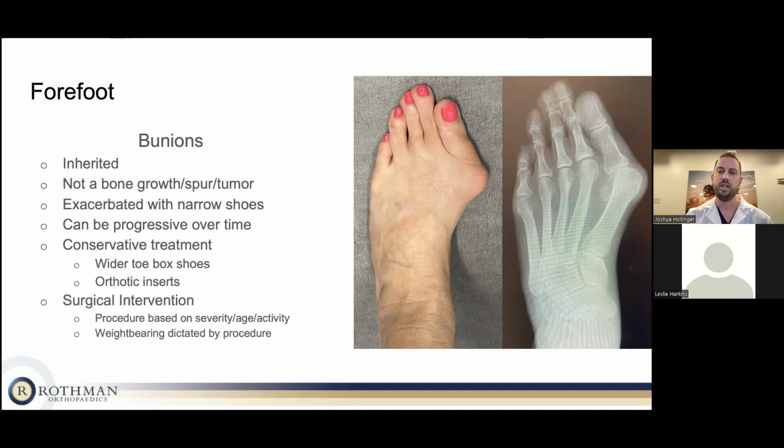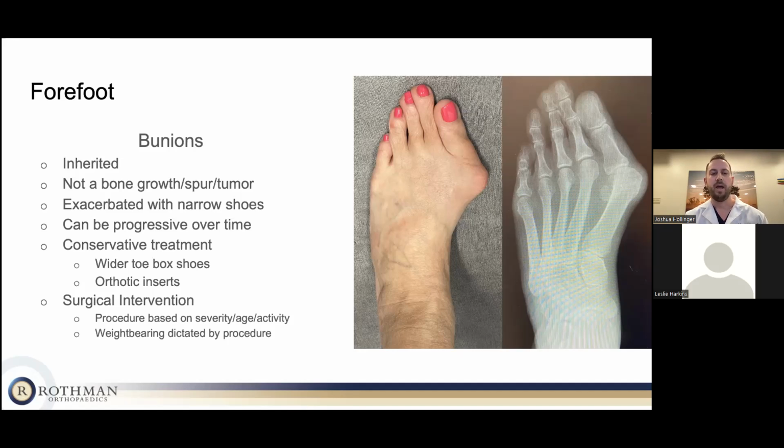And so you can see that the first metatarsal here is straight behind the big toe joint here, but it's angled out toward the midline of your body away from the others. And this creates that bump there. Like I said, it can be progressive over time.